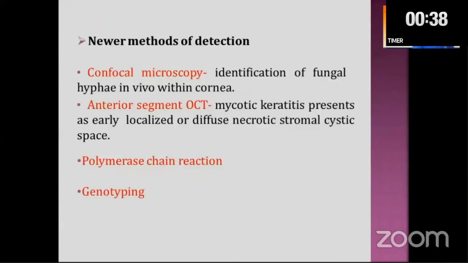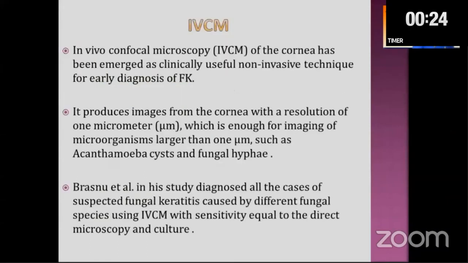The other newer methods of detection include confocal microscopy and anterior segment OCT, in which mycotic keratitis presents as early localized or diffuse necrotic stromal cystic spaces. The other one is the polymerase chain reaction, and the last one is genotyping.